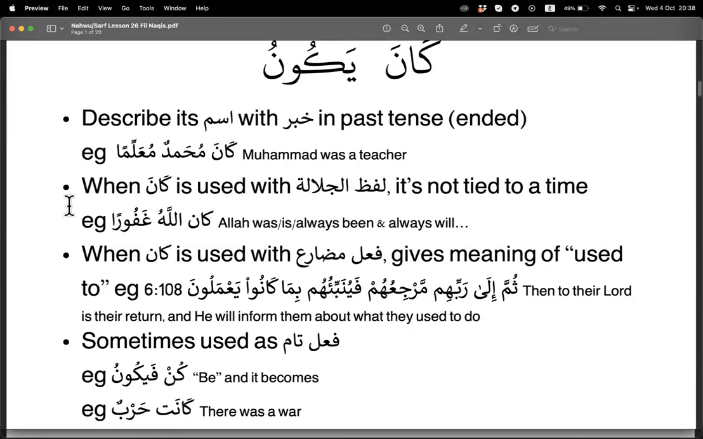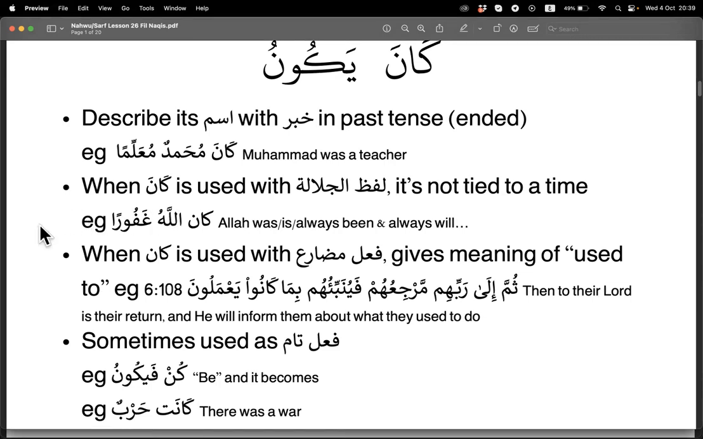Now, when kana is used with lafzul jalala, then it's not tied to a time. Whenever you see in the Quran, kana Allahu, you don't say Allah was, now no longer, right? It's not tied to a time. So Allah was, is, always been, and always will be forgiving. It's not past tense, it's not present, it's all the time, basically.